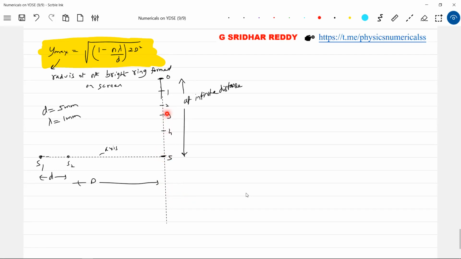Just show it here. So what is this? The 5th ring will be formed, a bright spot here, then the dark ring. Then what is Y4? Y4 is the radius of the 4th bright ring. We'll get the pattern of this one. So the order of interference will decrease as you move away from the axis.